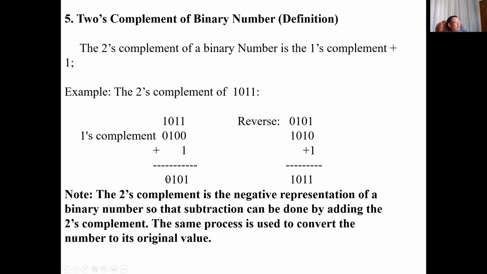Okay? If you continue, apply the same process, 0101, you flip this, 1010 plus 1, you will have 1011. You'll get the same, the original value. Do you follow? If you apply the 2's complement to a number, it gives you a value. If you apply it again, it returns to the original value. Okay? The 2's complement is the negative representation of a binary number.